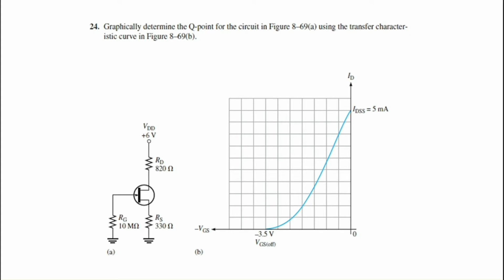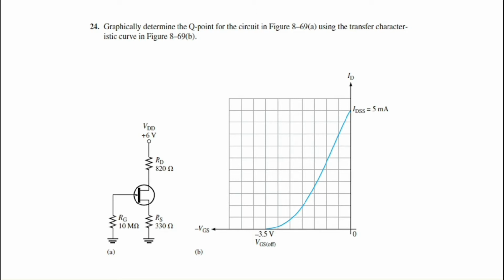In this case, we have to calculate the gate source voltage at ID equal to 0, and the gate source voltage at ID equal to IDSS. You'll get 2 points, and by connecting those 2 points, we generate a DC load line. If you plot the DC load line on the same axis as your transfer characteristics curve, the point where the curve intersects the DC load line is your Q point.